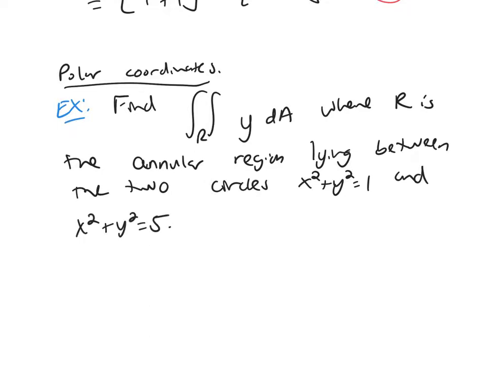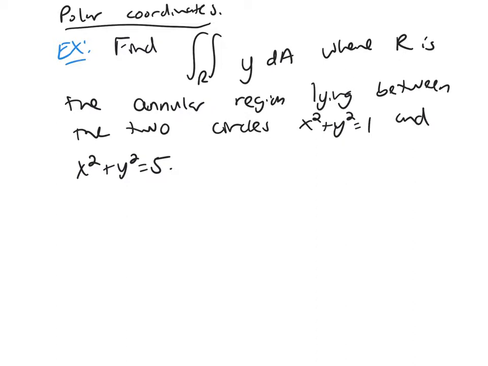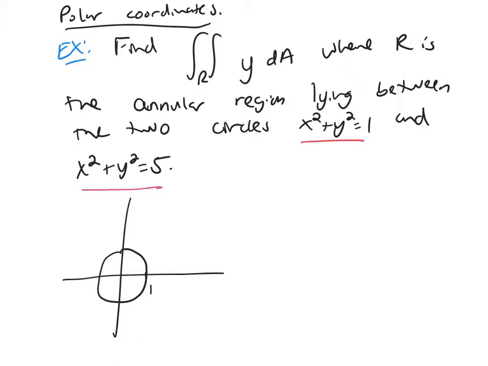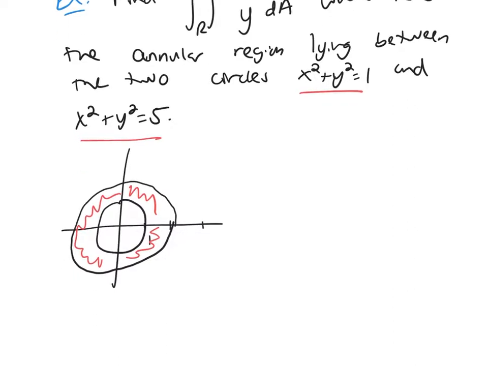So if I draw this region, this is the equation of a circle of radius 1. Here's my circle of radius 1. This is the equation of a circle of radius square root of 5. Square root of 5 is a little bit bigger than 2. So here's my circle of radius square root of 5. Ignore the fact that these are not the greatest looking circles. So I'm looking at the region between these, so that's that region.